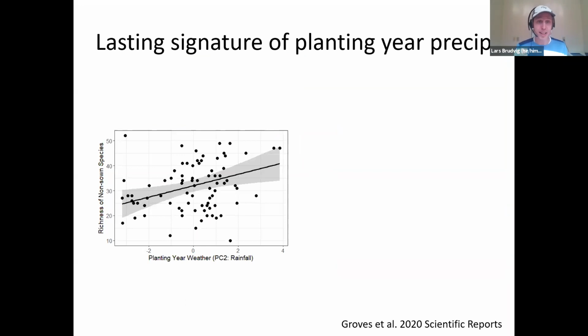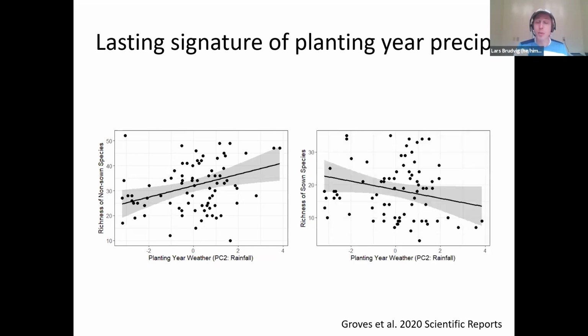So what we found was that as planting years became rainier, the right side of this graph, they became weedier. So the reconstructions that had more rainfall during their planting years had a greater diversity of non-sown species, and we saw a very similar pattern for cover of non-sown species. We see the opposite pattern for the diversity or richness of the sown species, where the rainier years were less diverse in terms of prairie species.